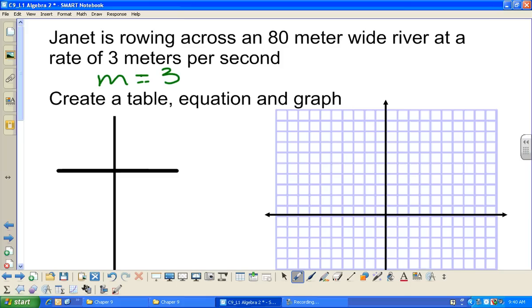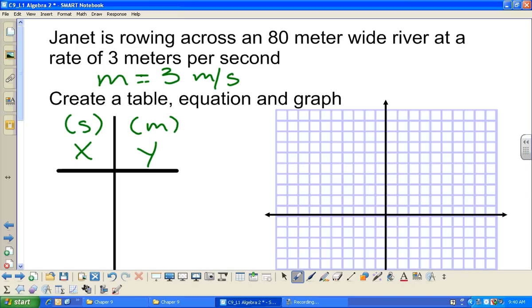When I'm making a table, I have my x and I have my y. My x will be my seconds, and my y will be my meters. If for some reason you're not sure of why I have seconds and meters, my slope is meters per second. Whenever I find the slope, it's always the difference of y over the difference of x. So my y is on top here, which is meters, and my seconds is on bottom, which is x.